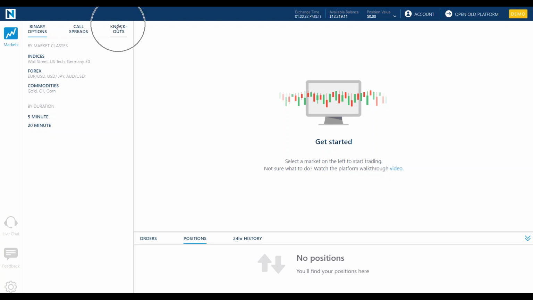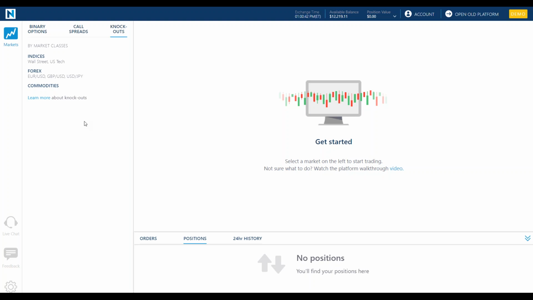And then we've got knockouts. Now, I'm going to start with knockouts because that's what we started with initially. And as I mentioned, it's a Delta One product. And by the way, this is your workspace. This is where we'll see the chart right in the center and your positions pane down here. And we will get into that as well.